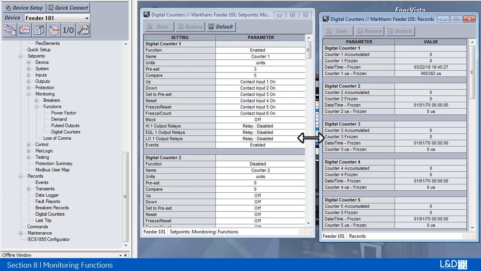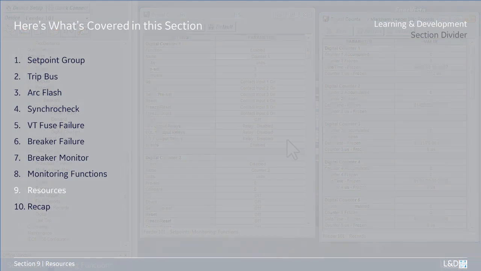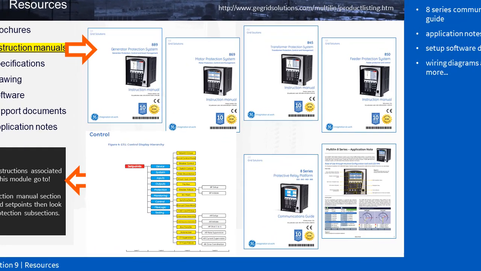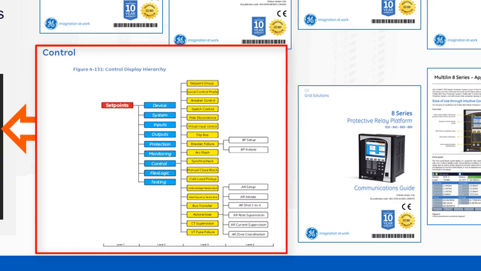And for these counters, this will be used to compare our preset values, and then this will be used to operate the output relay, depending on whether this is higher than the preset values, equal to the preset values, or lower than the preset values. The technical resources we used are 8-series manuals, especially Chapter 4, the set points, the section of control and monitoring.